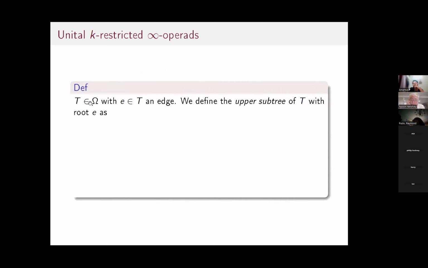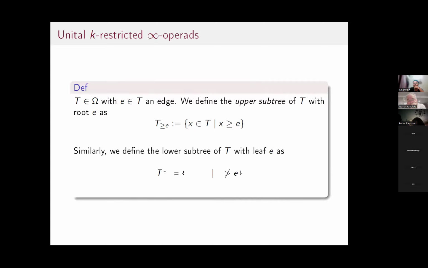So this is the kind of workaround that we're doing. You start with a tree T and an edge E. Then you define the upper subtree of T with root E as follows. And similarly, you define the lower subtree of T with leaf E as follows. So this T greater than E, we're denoting that by VE.